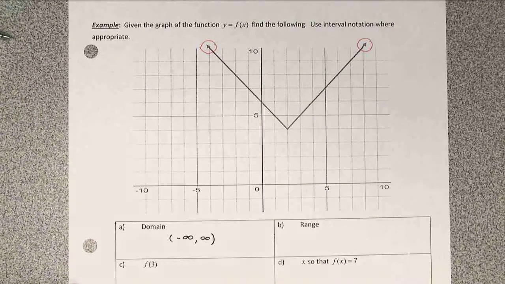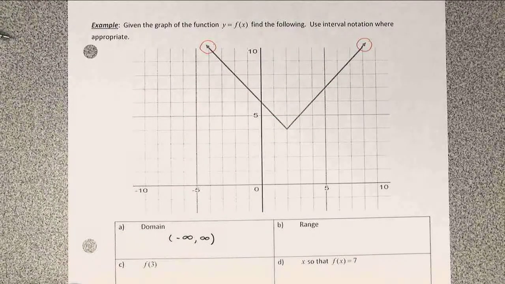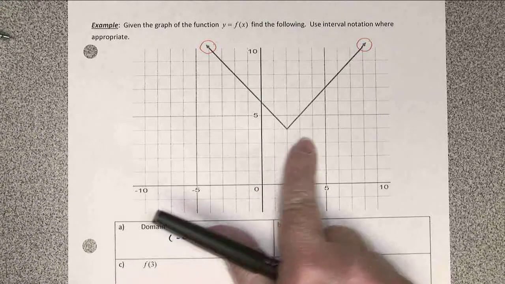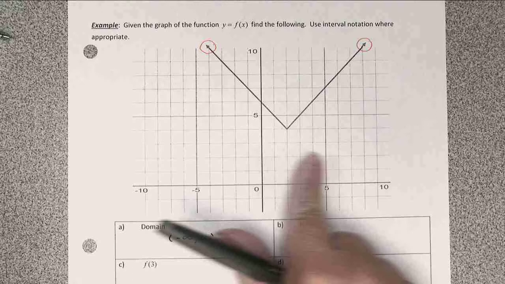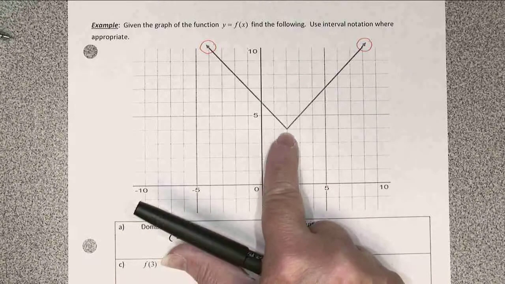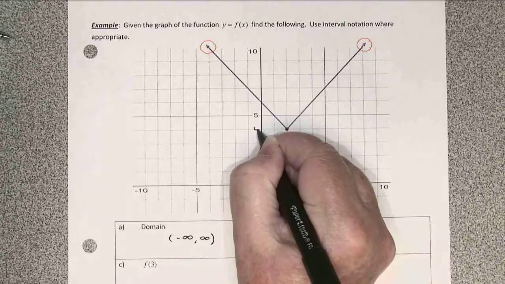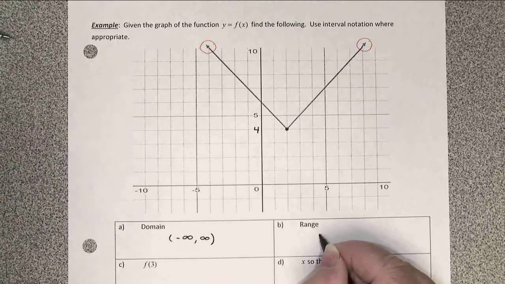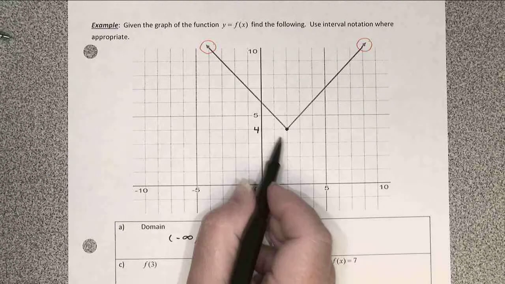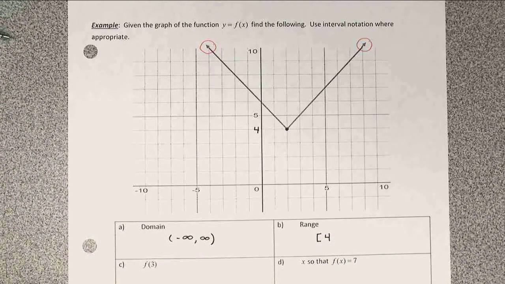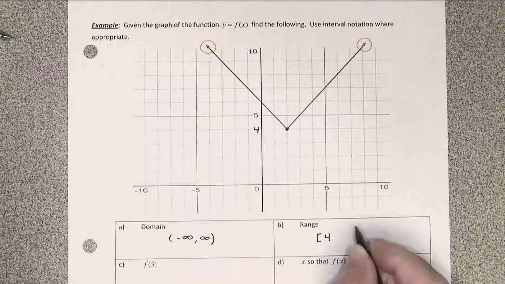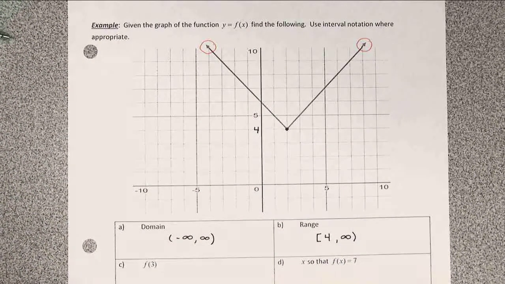Now what about the range? What about the y values? The graph does go up forever, but there's a whole bunch of y values that we never hit on this graph. We never have any y values down here. There are no points down here. In fact, the smallest y value on this graph right here is 4. So my range is going to go from 4, and I think I do include the 4. It looks like I actually hit that point. And then it's going to go up to positive infinity. No y values are smaller than 4.